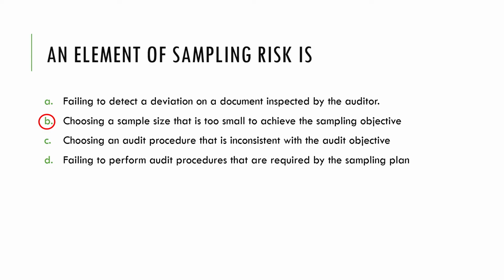When you talk about choosing an audit procedure that is inconsistent with the audit objective, meaning to say it is possible that you already got a representative sample, but the procedure that you have chosen is not the correct one. You wanted to test, for example, for understatements, and yet you chose to perform vouching. So this time, it's not a problem of the sample, it's the problem of the procedure. Or failing to perform audit procedures that are required by the sampling plan. So the sample may be representative, but the auditor failed to perform the procedure. So again, not a problem of the sample, it's a problem of the auditor. So the answer to this is bravo.